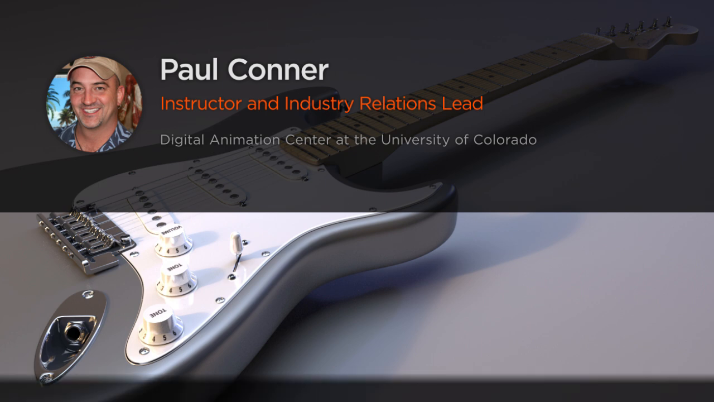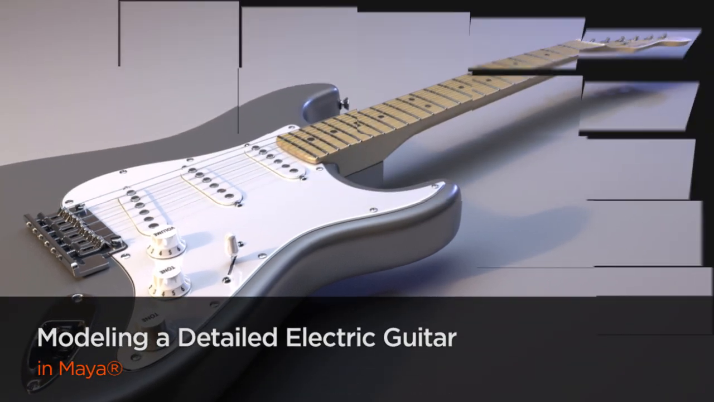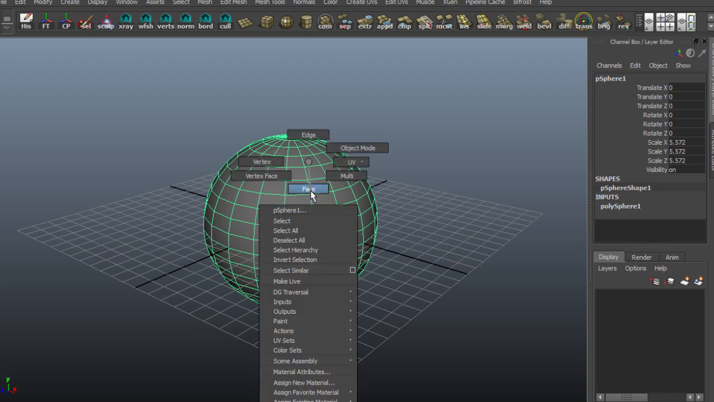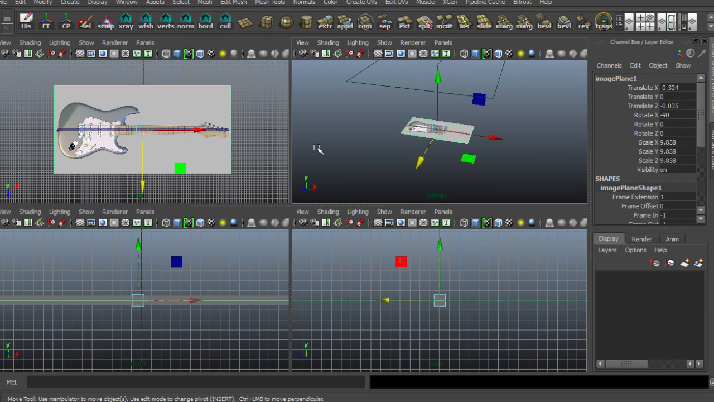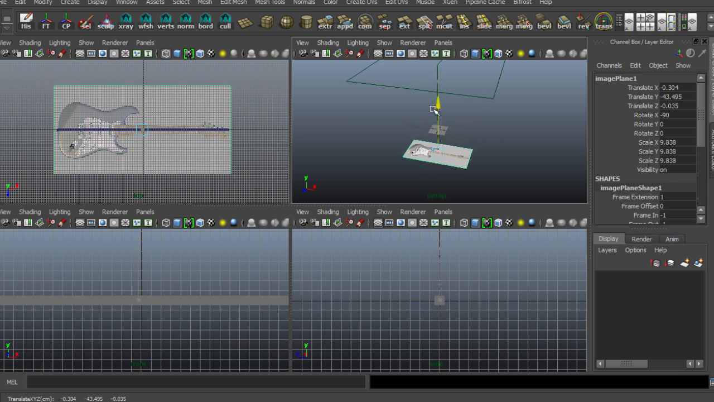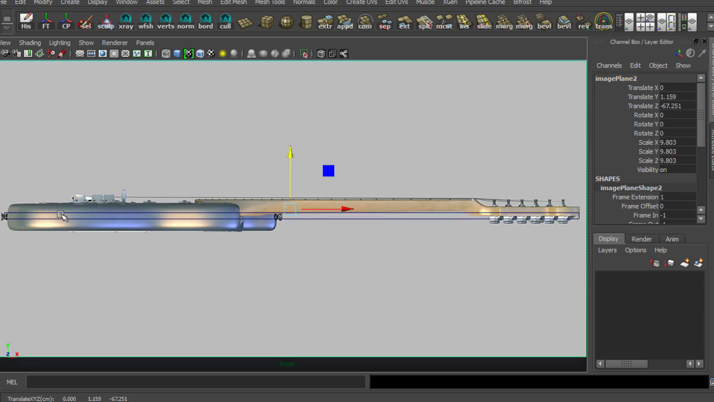I'm the founder, instructor, and industry relations lead at the Digital Animation Center at the University of Colorado. Since 1996, I've been a modeler and digital sculptor based in Denver, Colorado. I'm a Maya certified instructor and freelancer for the entertainment industries. Most recently, I was an IPAX fellow at Sony Pictures Imageworks.